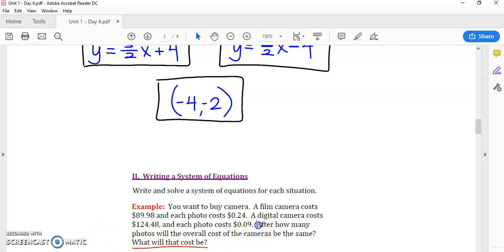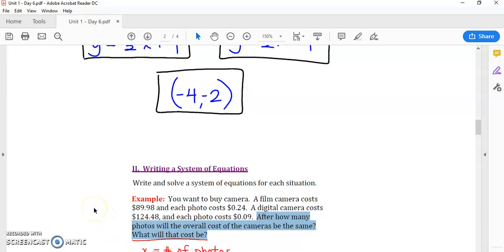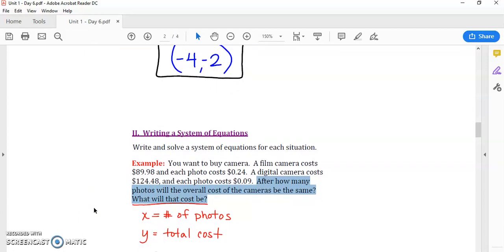General tip for word problems, look at the last 1 or 2 sentences, and that will almost always tell you what your variables should be because that's telling you what you're looking for. So I need to know how many photos, that's going to be one variable, and then what will the cost be? That can be my other variable. So I can establish the variables of x is number of photos, y will be the total cost.